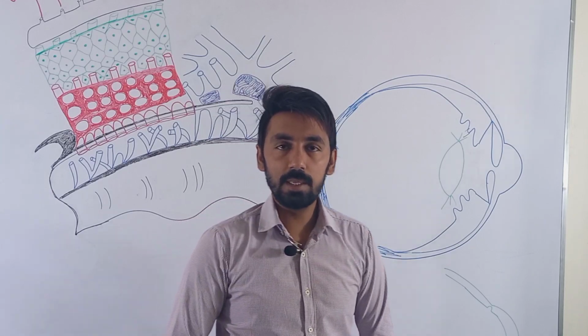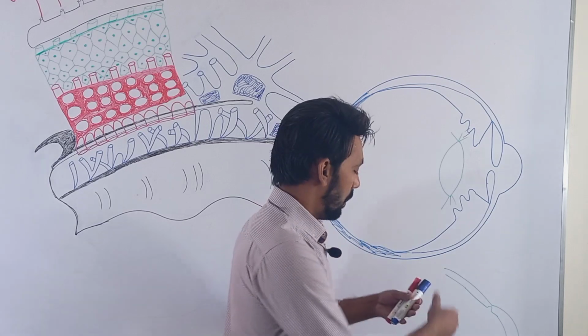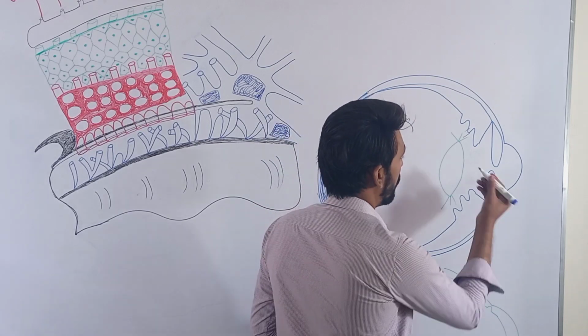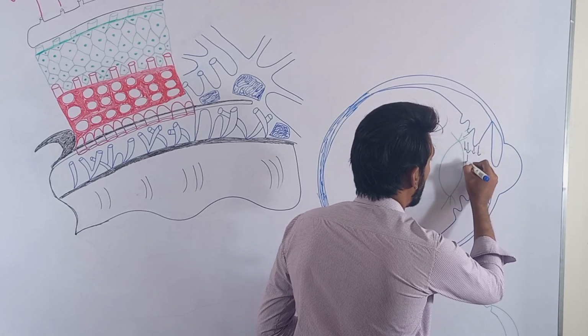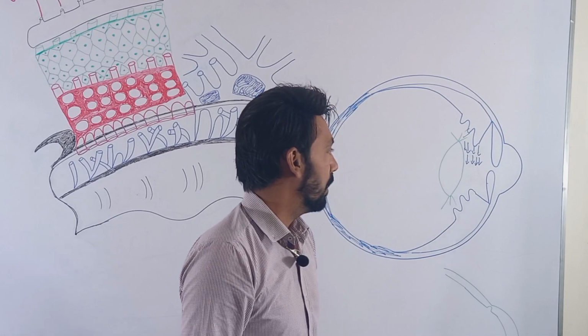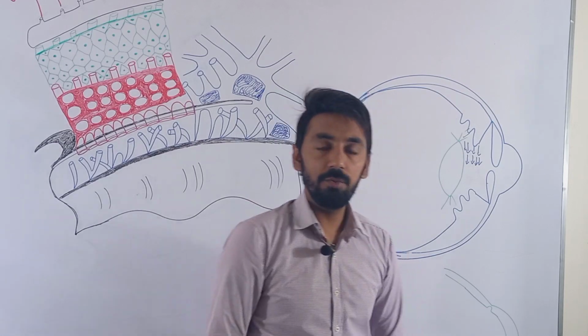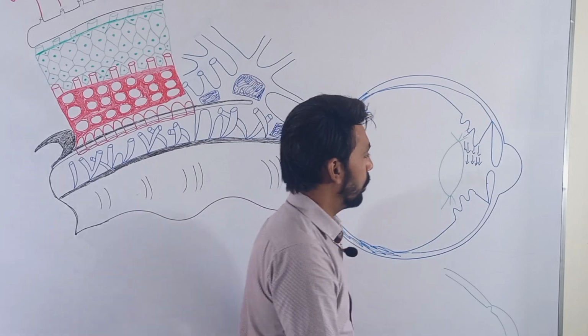So now we will discuss the circulation of the aqueous humor. As you know, the aqueous humor is actually coming from the non-pigmented epithelium of the ciliary body. And you know about the different chambers of the eyeball. First, we will discuss the chambers of the eyeball to make it easy.